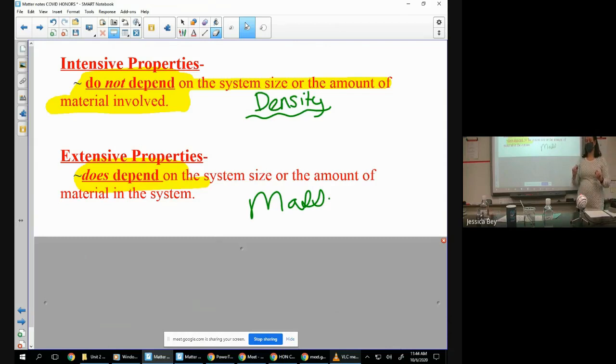I think about intensive as being on the inside. It doesn't matter how big or how small you are. It's an inside property. I don't know if that has any connection to why they named them that. But extensive is on the outside; if you get bigger or smaller, it does make a difference in the property.